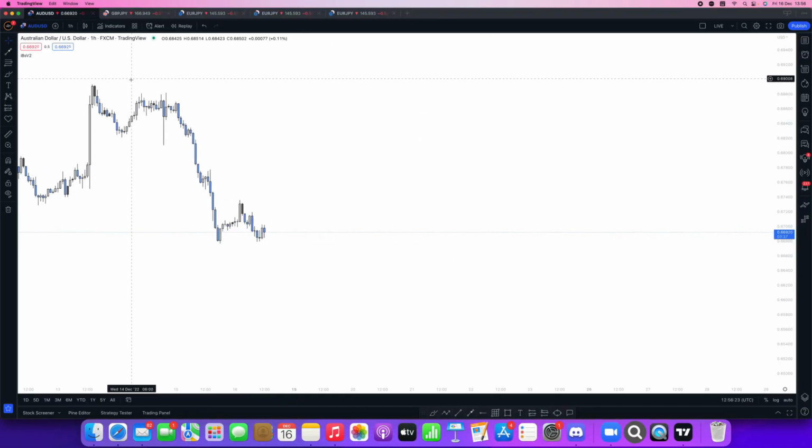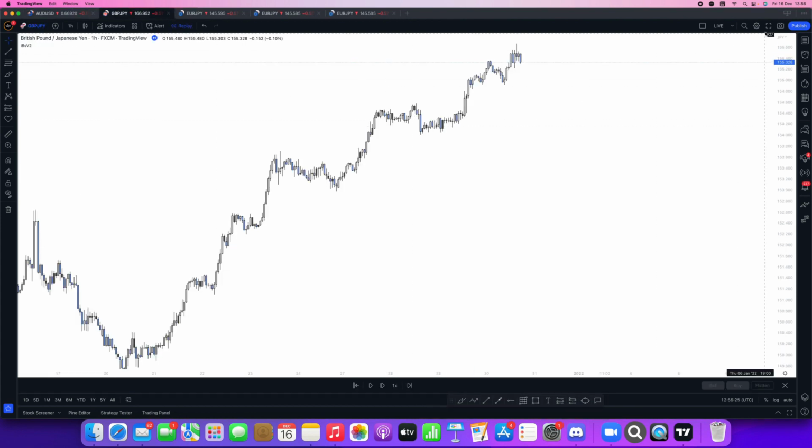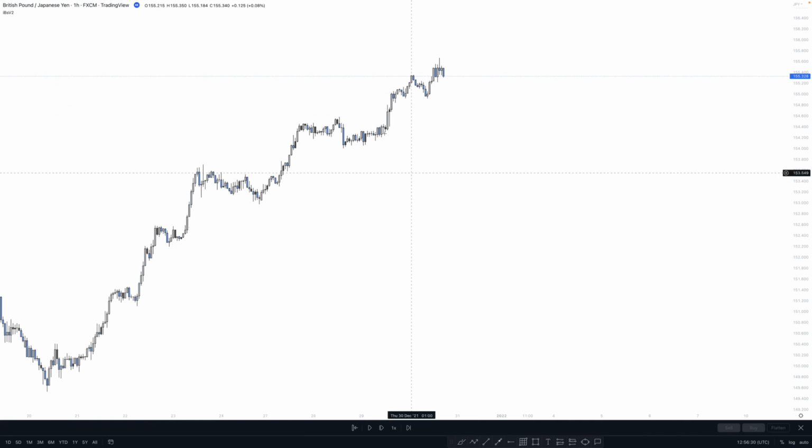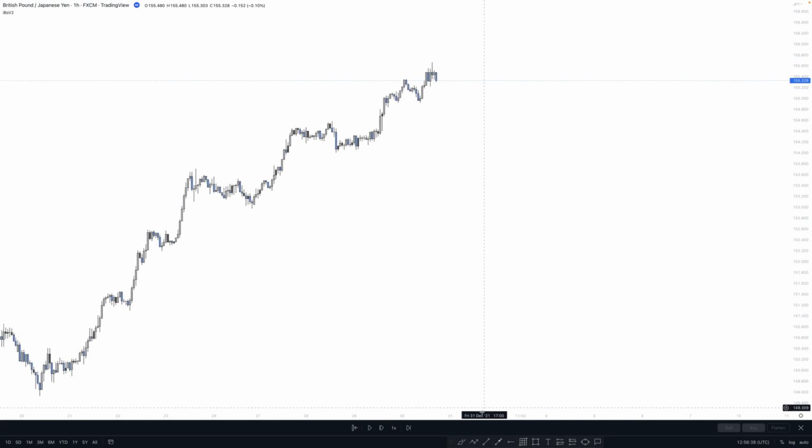Okay, guys? So I'm going to show you a couple of examples right now of different kinds of price action, and you can guess what type of price action this is. Yes, this is a bullish market structure, guys. So this is where you want to get involved in the market.